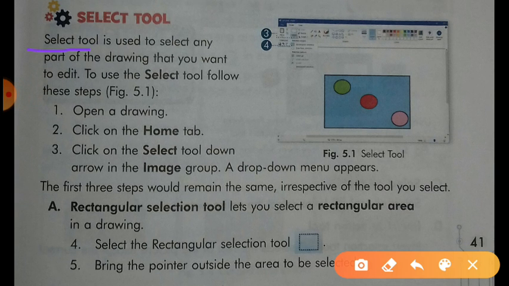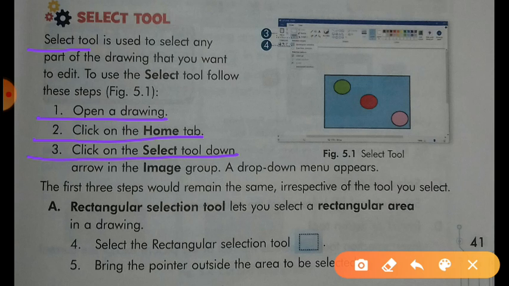First of all, if you want to use select tool, you have to open your drawing, and then click on the Home tab. The next step is to click on the select tool down arrow in the Image group. Then a drop down menu will appear. The first 3 steps remain the same irrespective of the tool you select.